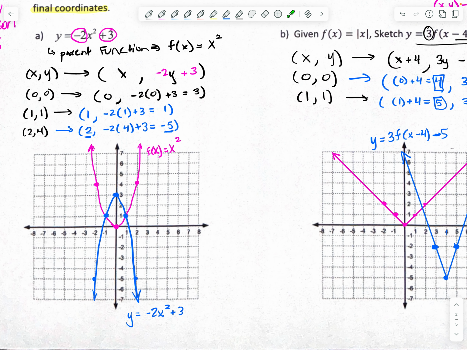Moving on, I could try 2, 4. So this point right here, see where that translates to. For x, it's going to be 2, and for y, it's going to be -2 times 4, which is -8, plus 3, so -5. So that point right there, and the other one would be here. Now I can connect them. So this right here is my transformed function. This is the parent function.